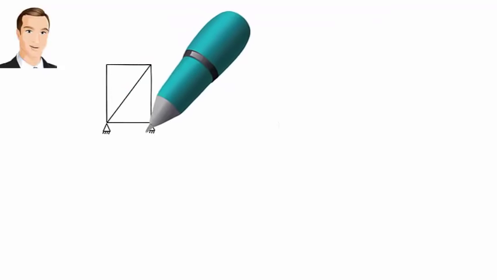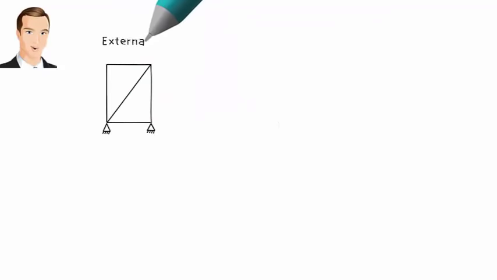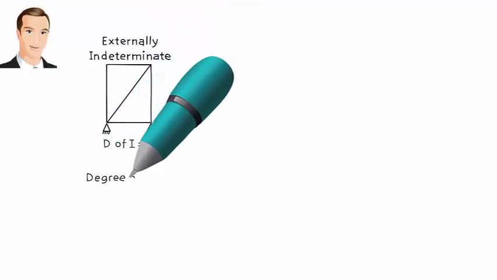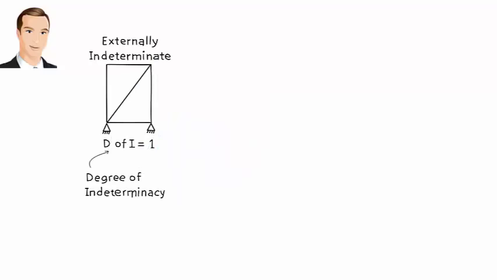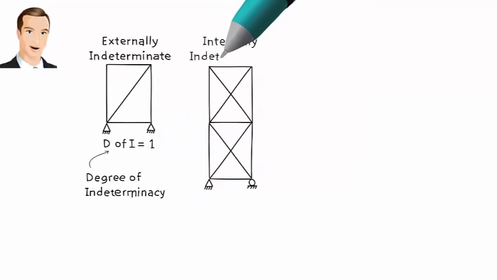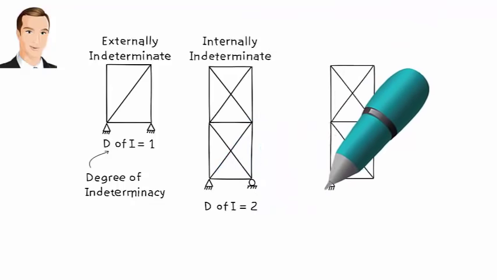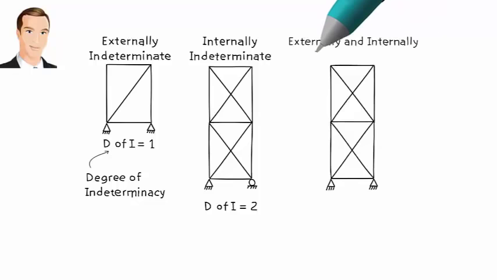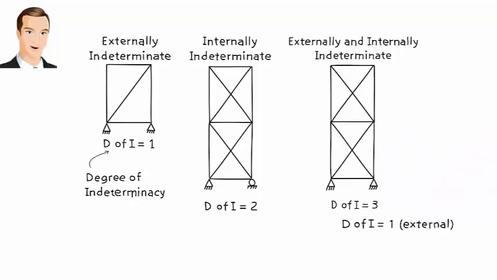Here is an externally indeterminate truss. Its degree of indeterminacy is 1. This truss is internally indeterminate. It has a degree of indeterminacy of 2, and this one is indeterminate both internally and externally. Total degree of indeterminacy is 3. The truss is externally indeterminate to the first degree and internally indeterminate to the second degree.